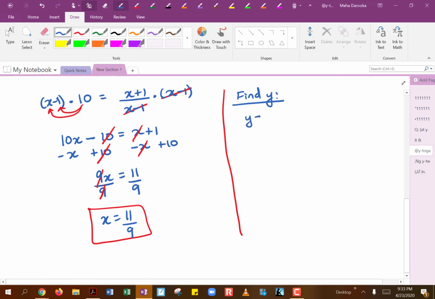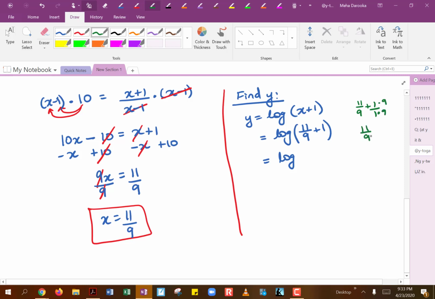Y equals log of x plus 1. So that would be log of x, which is 11 over 9, plus 1. Go ahead and add those together. So that will end up becoming 11 over 9 plus 1. You can write it as 1 over 1. Find your common denominator. So 11 over 9 plus 9 over 9. 11 plus 9 will become 20. And so that becomes 20 over 9.